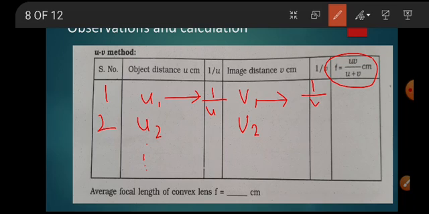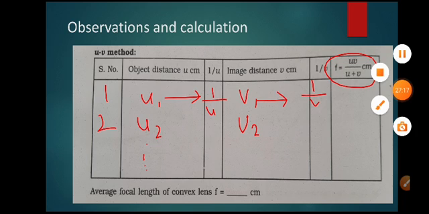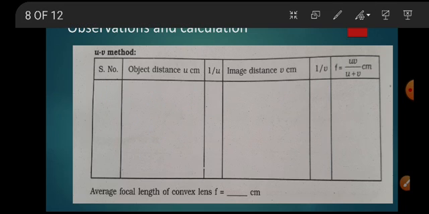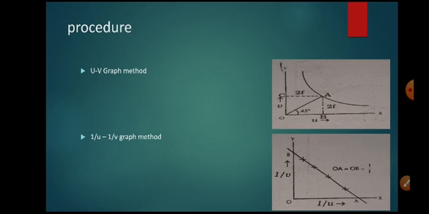So for finding out the graph, to plot a graph between 1 by u and 1 by v, you need the 1 by u and 1 by v values. You can easily get the 1 by u and 1 by v values if you know the u and v values. So by substituting these values and plotting the graph, you will get the intercepted values on the x-axis and y-axis. From that graph, you will get the focal length of the given lens.